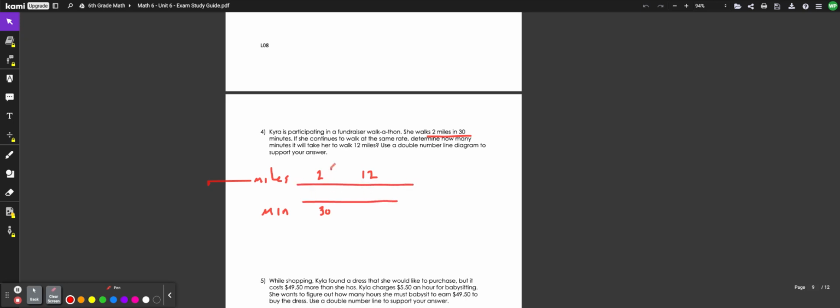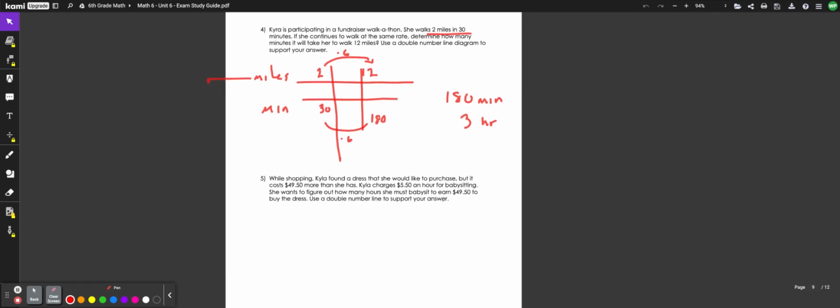Well, because we're told to use the double number line, this is why we're going to use this particular model. To go from 2 to 12, we're multiplying by 6. So we're going to multiply this by 6, which will give us 180 minutes. We could write this as 180 minutes, and 180 minutes is equivalent to 3 hours.